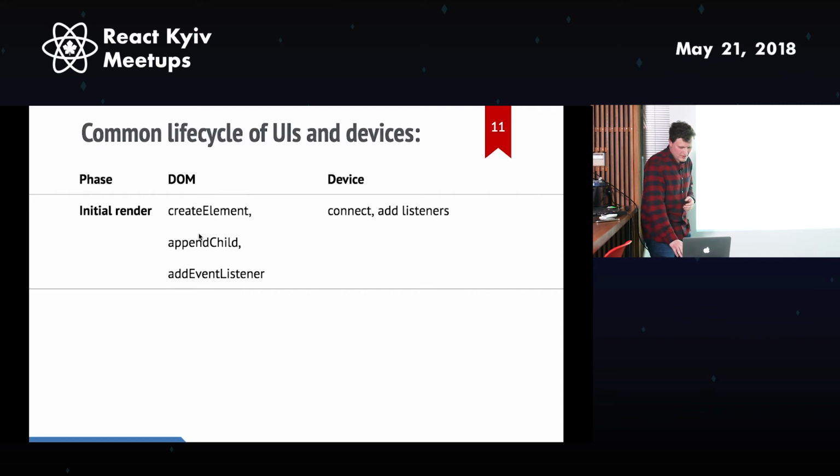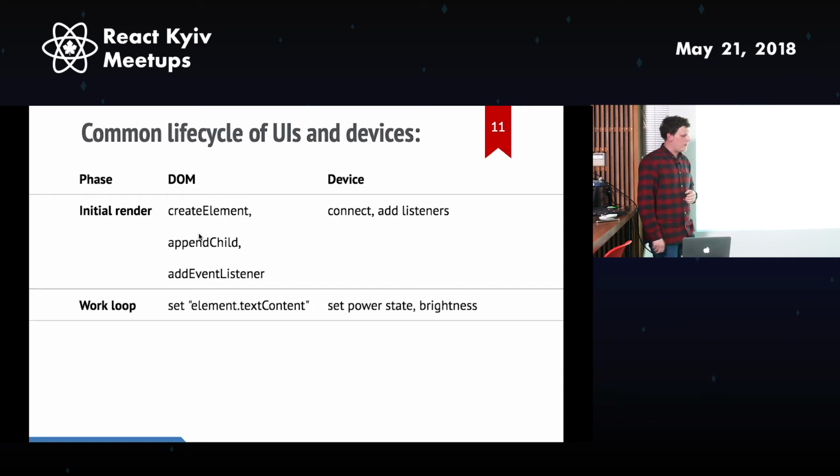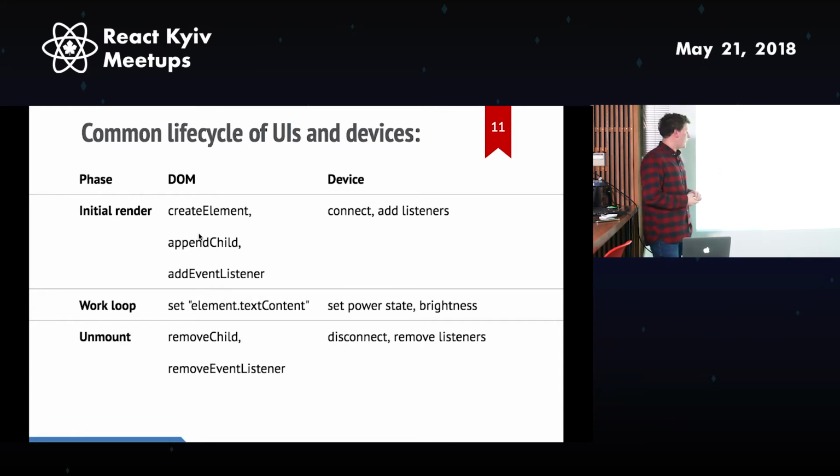Then you should add some listeners to monitor specific parameters. And the main part of the app is the work loop. In the work loop, you actually change parameters. For the DOM, you might change the text content, the styling, etc. For a device, you change different things: the power state, brightness, and any other parameters that your device actually supports. And at the end, the unmount process, when you call removeChild for the DOM, and you could have different methods to disconnect from the device and remove the listeners that you created at the beginning.